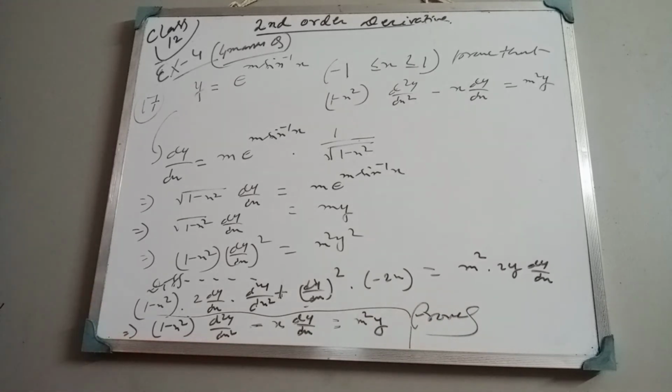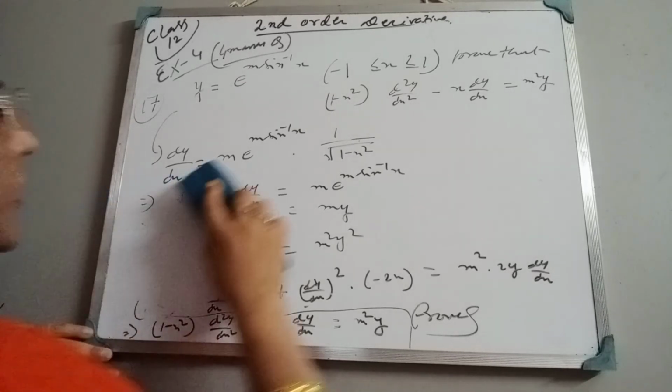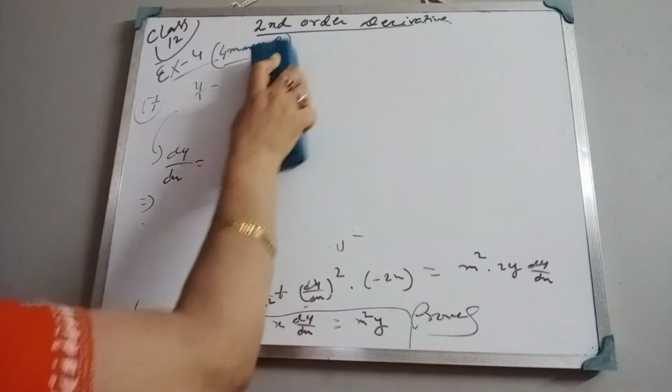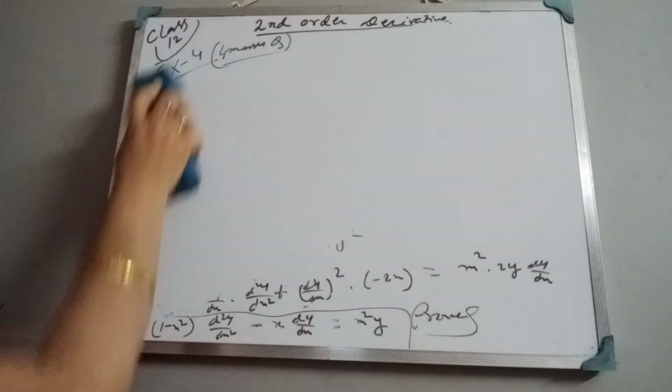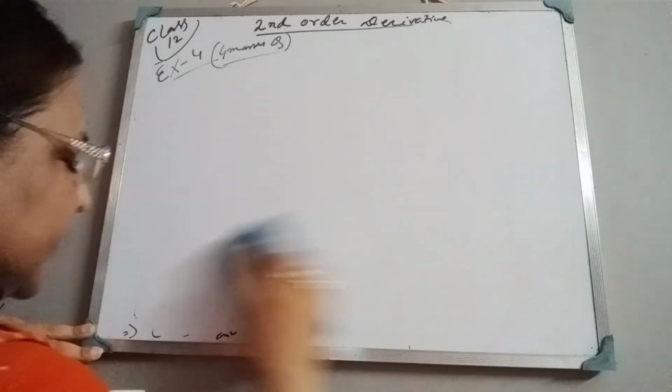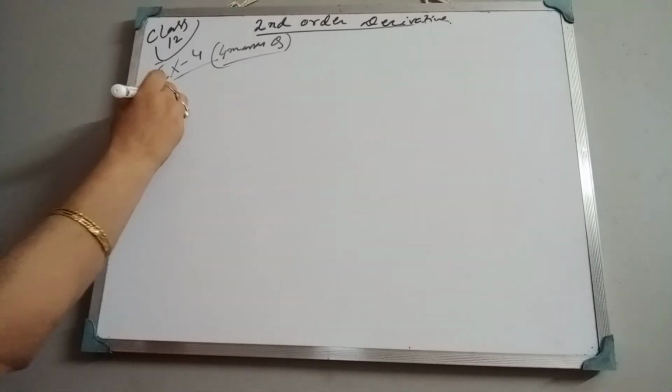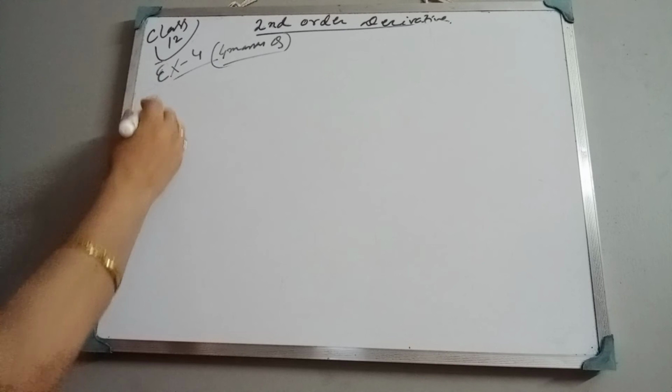Okay. This sum is very, very important. Next sum is also very important. This is sum number 19. Sum number 19 is also very important. I think for this video, this is the last sum.